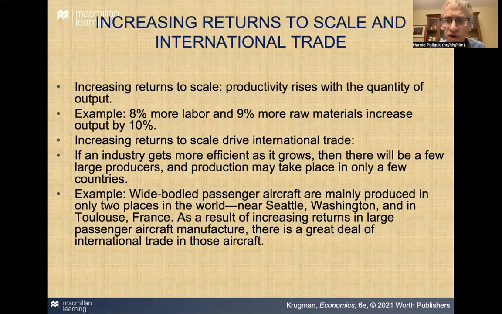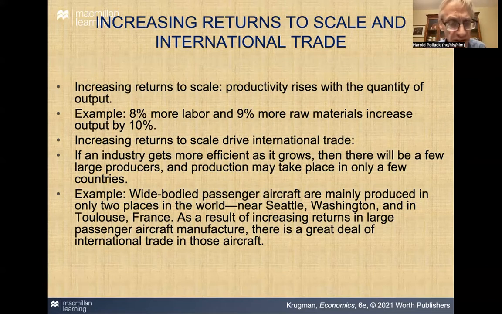Now, increasing returns to scale is an important concept. We'll get to that later, but sometimes an industry gets more efficient as it grows. Like computer chips, if you build a factory that can produce 1 billion computer chips, each chip is a lot cheaper than in a factory that only produces 1 million computer chips. And when you have a situation like that, you tend to get very concentrated industries.